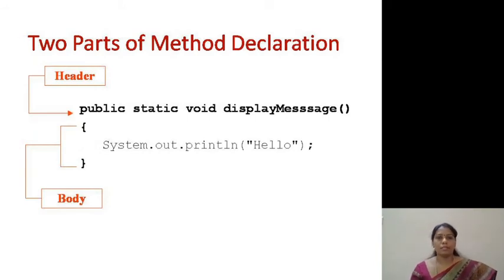Next, let us discuss the parts of the method declaration. It consists of header part and body part. Public static void displayMessage, opening and closing parenthesis. This is known as header. Here displayMessage is a function name, and then the list of statements inside the opening and closing curly braces are known as body of the method.